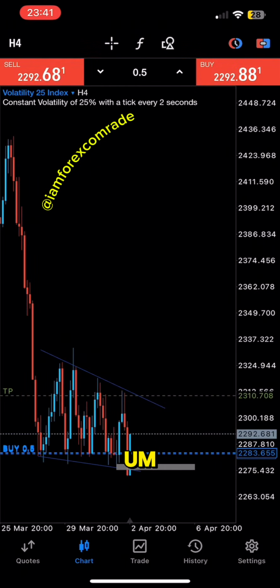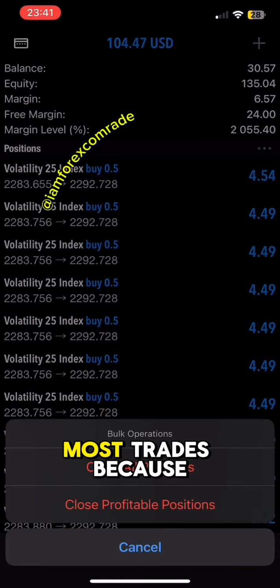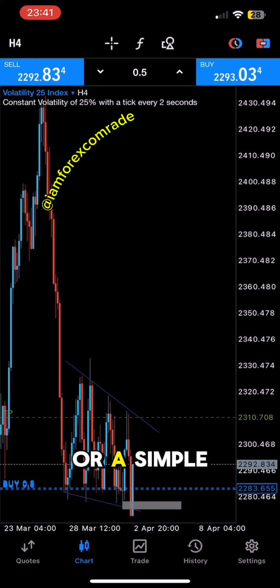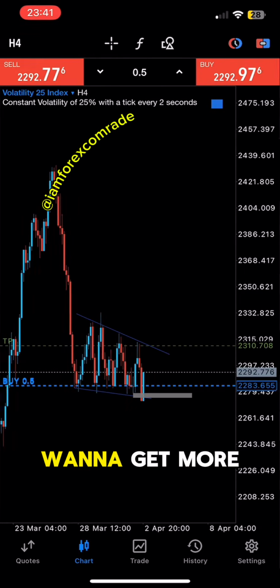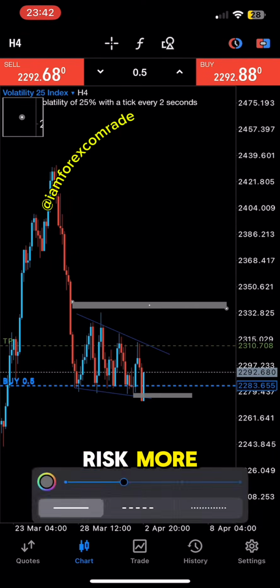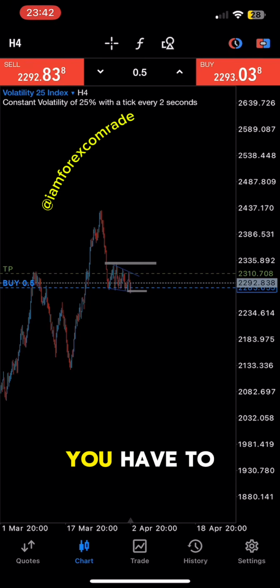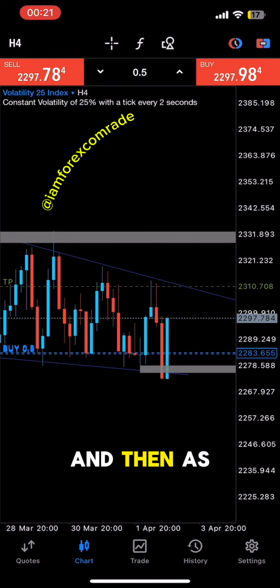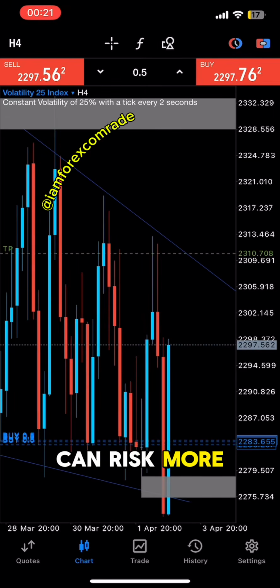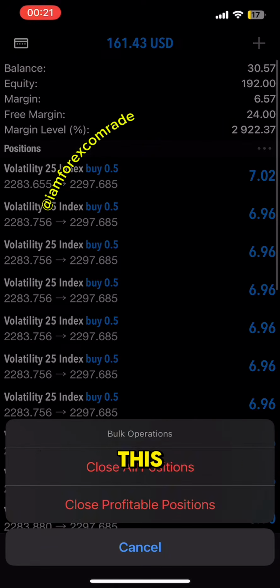So this is one of the other disadvantages of going full margin on most trades, because a simple retest or a simple pullback can actually blow your account. But however, I think if you wanna get more, you have to risk more. I wouldn't advise you guys, if you are learning, to go full margin on any trade. You have to make sure that you understand the concept, apply proper risk management skills, and then as time goes, you can risk more. Anyway, let's continue holding and see if we can maximize this account.